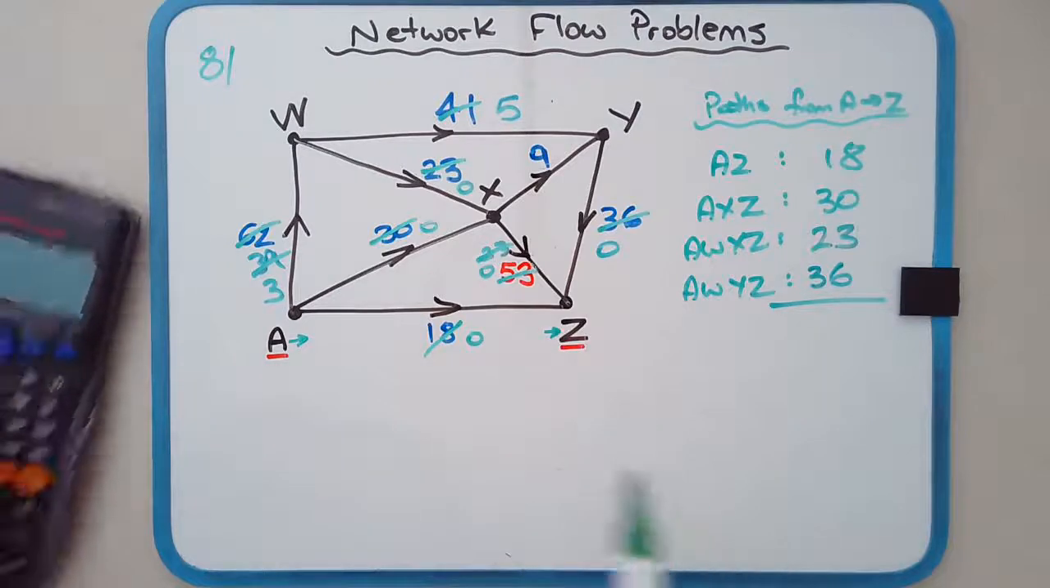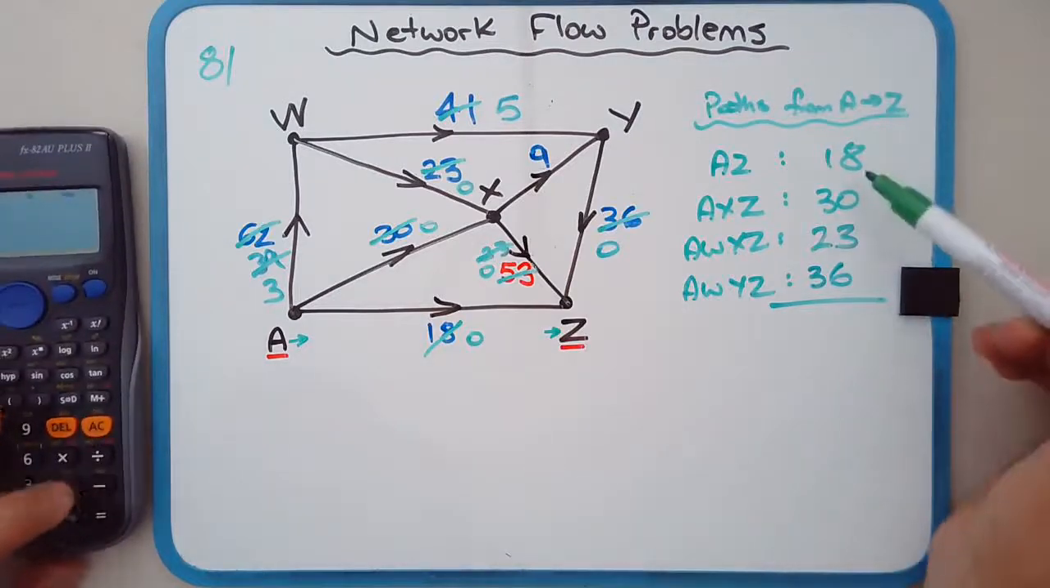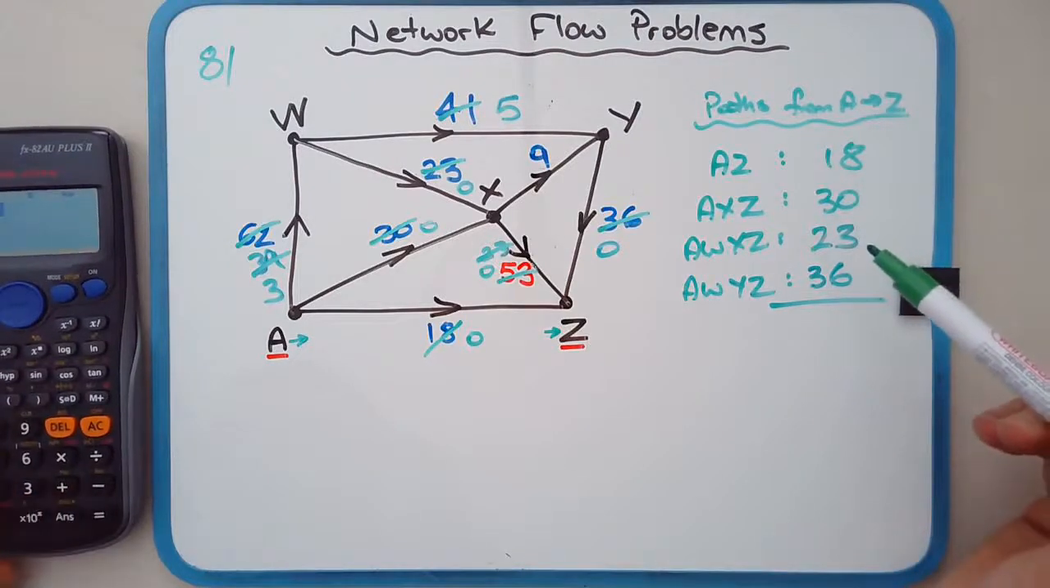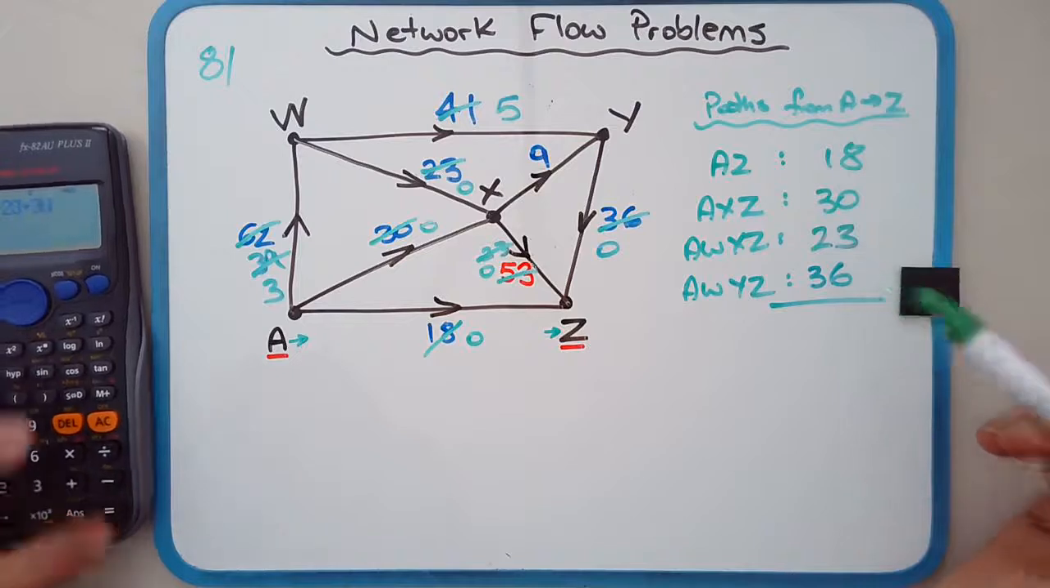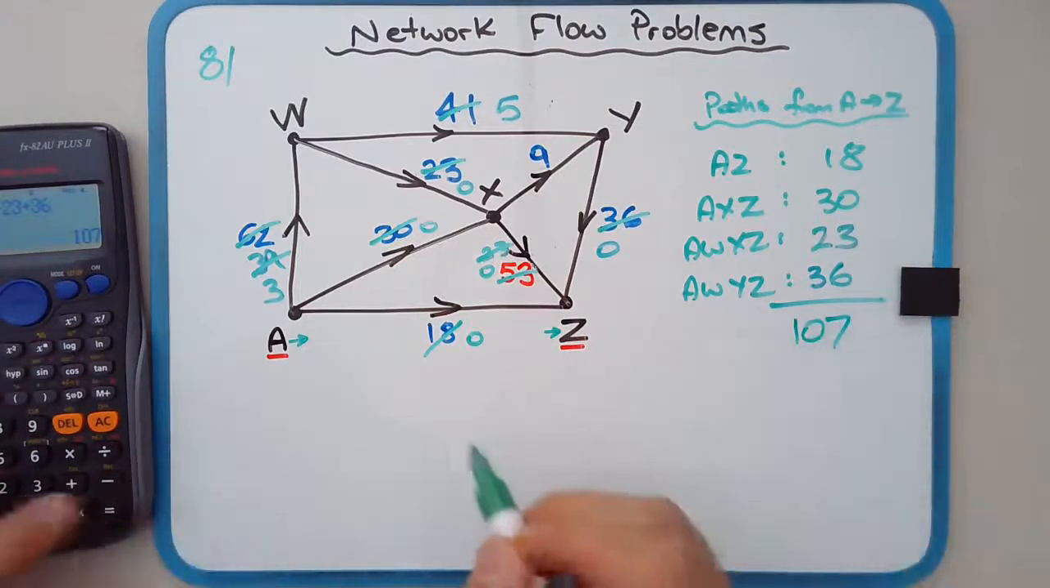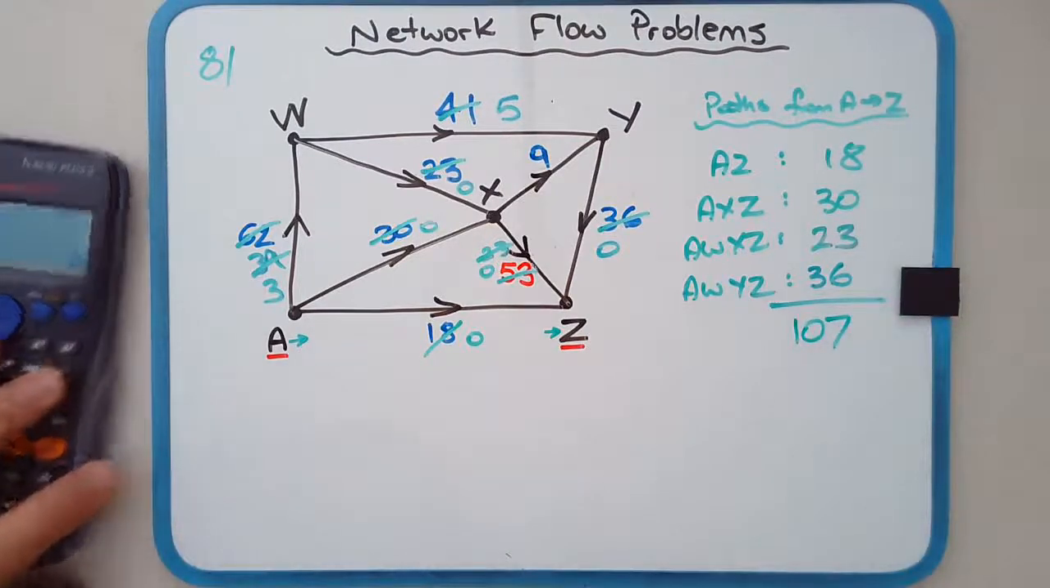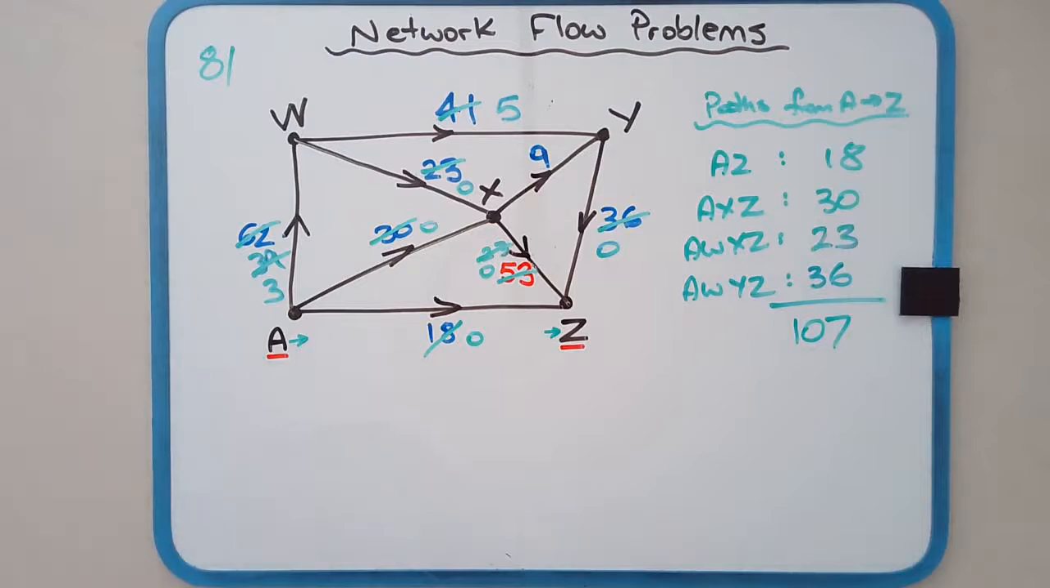So adding up these numbers, we've got 18 plus 30 plus 23 plus 36, and we end up with 107. So that's an increase of 26 extra units of flow. That's most certainly made a significant difference to the flow capacity.